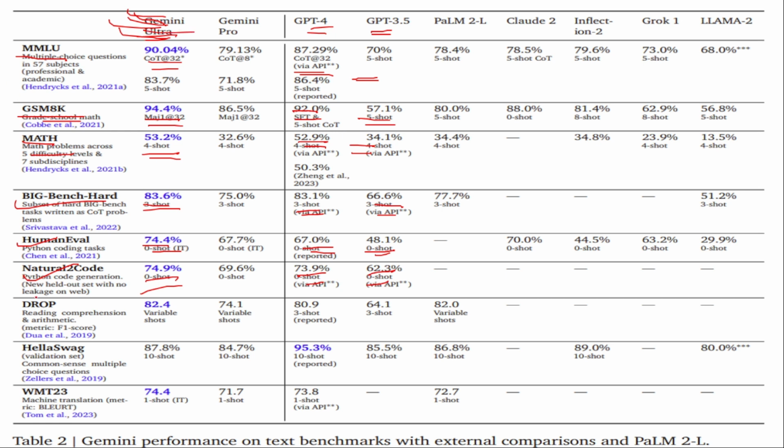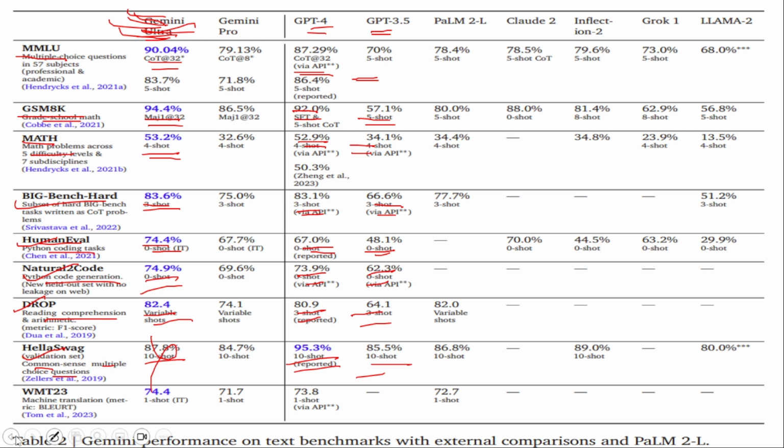Now talking about DROP, you can see the meaning of all of this below it: Python code task, Python code generation. DROP is reading comprehension and arithmetic. Here also Gemini is winning and ChatGPT is losing. HellaSwag, you can see down below, is a common sense multiple-choice question. In common sense questions, Gemini Ultra is losing and ChatGPT is winning, according to recent data.